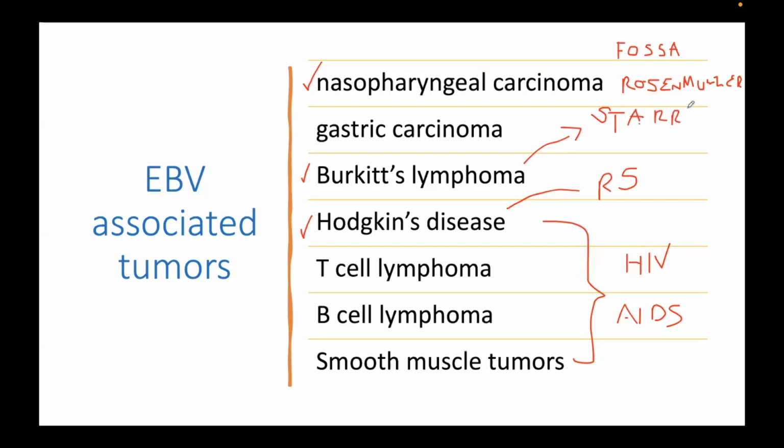Now, question, what is the oncogene which is usually associated with Burkitt's lymphoma? Very good. It's the C-myc, or the c-myc. That's associated with Burkitt's lymphoma. Okay, very good. You have been taught well.